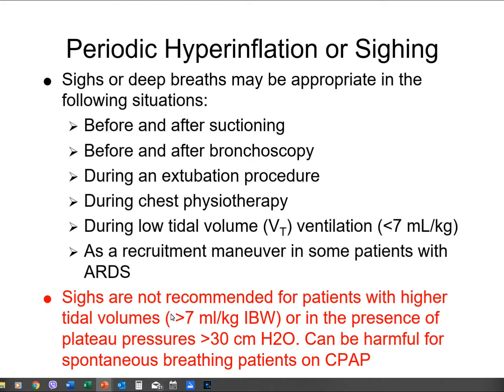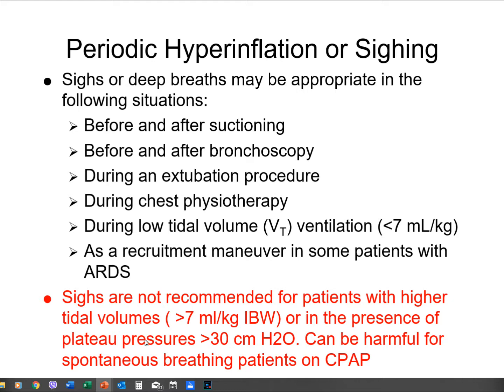So it's there if you need it. Put it that way. All right. So it's not recommended for patients with higher tidal volumes or in the presence of plateau pressures greater than 30. Again, we don't want to go over 30 in terms of pressure because that's going to cause some alveolar overdistension.